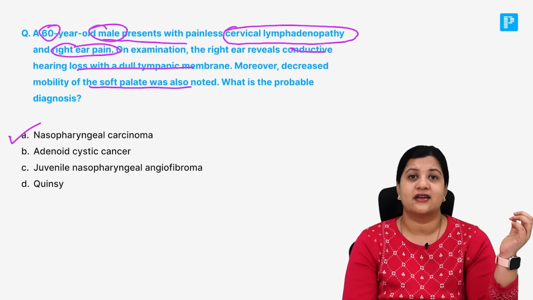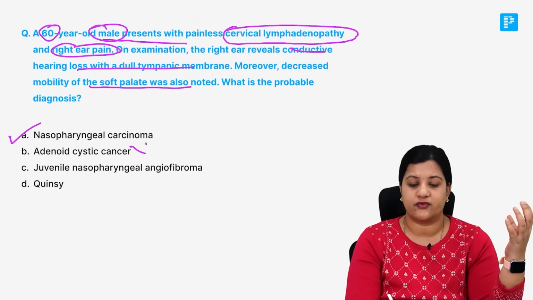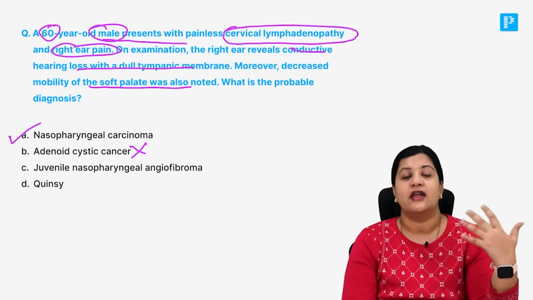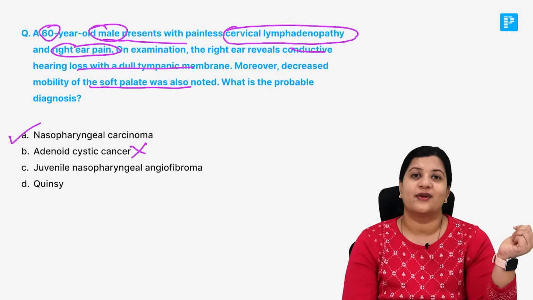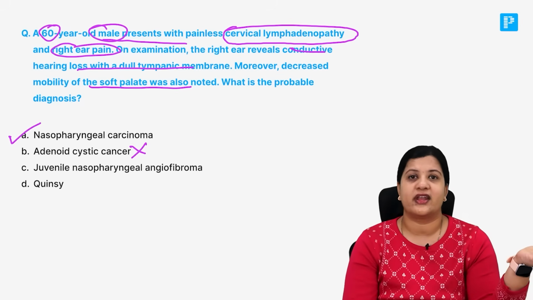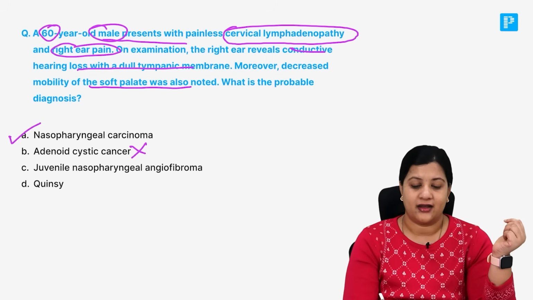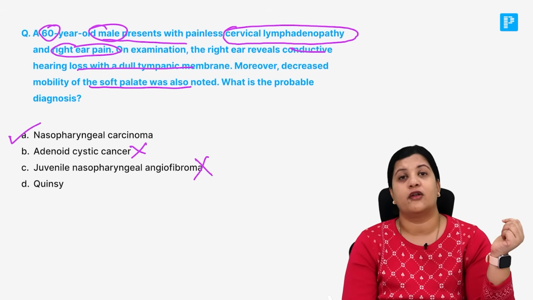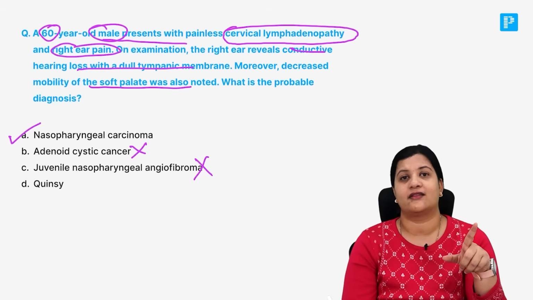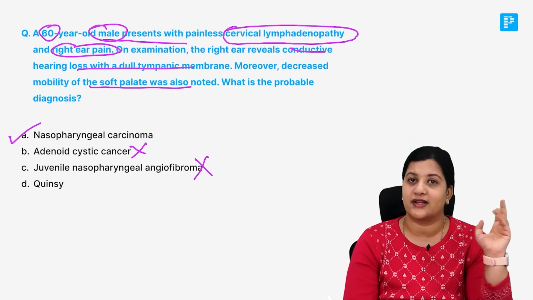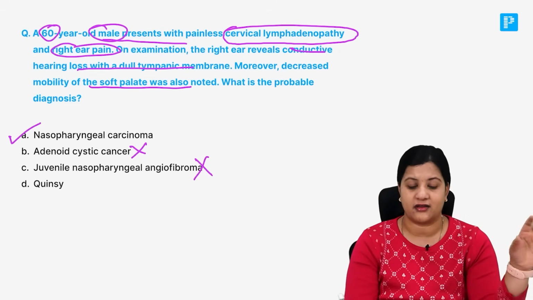Adenoid cystic cancer, of which region is not mentioned, so we are not going to take this as the answer. Juvenile nasopharyngeal angiofibroma is seen in young males in the juvenile age group. They present to you with bleeding rather than lymphadenopathy. And yes, they can have involvement of cranial nerves, but it's not the 10th nerve. It is the 2nd, 3rd, 4th, 5th and 6th nerve that is involved and not the 10th nerve.